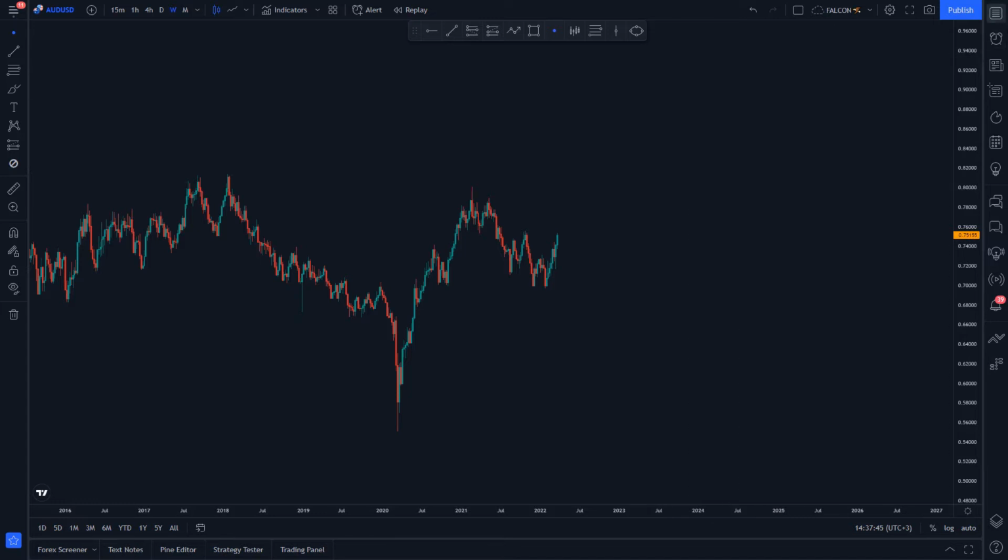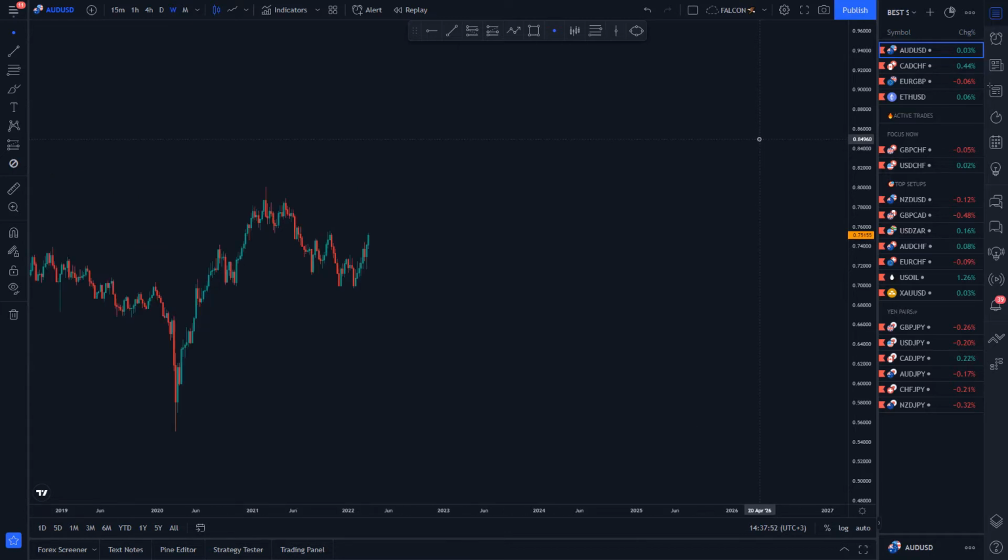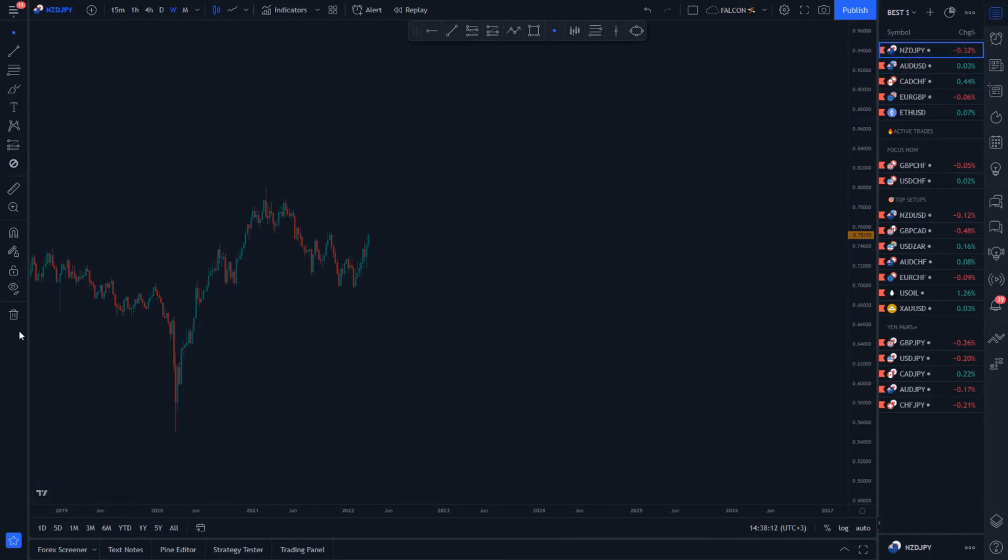Today I'm going to take you through 4 pairs, that is Aussie dollar, CAD CHF and Euro pound, with one crypto which is Ethereum. Okay, so last week we had a lot of JPY pairs, but most of them have been extending, so I'll just add Kiwi Yen here so that we can go through it. We'll see how it will go.